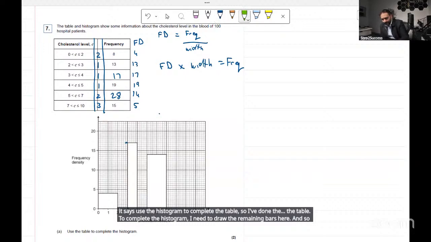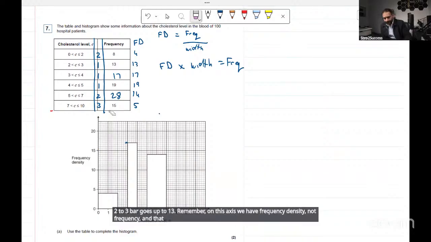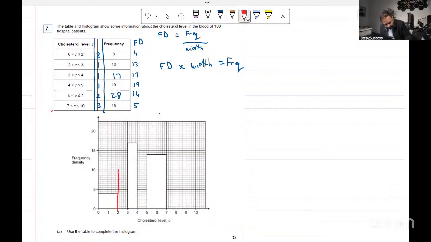And so the 2 to 3 bar goes up to 13. Remember, on this axis, we have frequency density, not frequency, and that's what makes it confusing. So I need to have a bar that goes from 2 to 3, but goes up to 13. Something like that. And then the other bar, 4 to 5, goes up to 19.